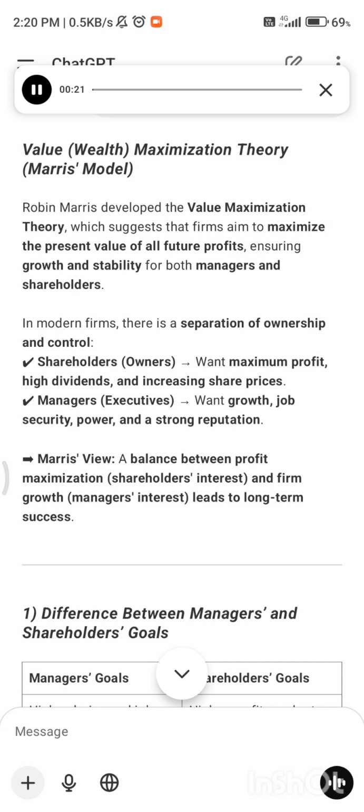Shareholders, the owners, want maximum profit, high dividends, and increasing share prices. Managers, the executives, want growth, job security, power, and a strong reputation. Marris's view: a balance between profit maximization, the shareholders' interest, and firm growth, the managers' interest, leads to long-term success.